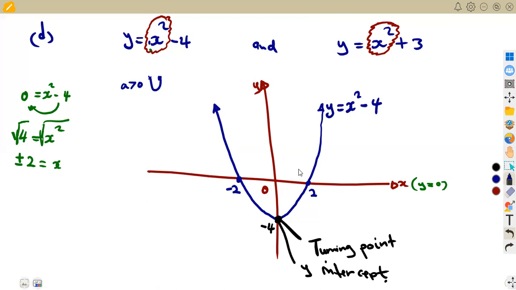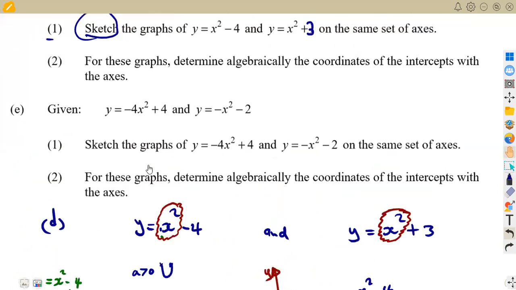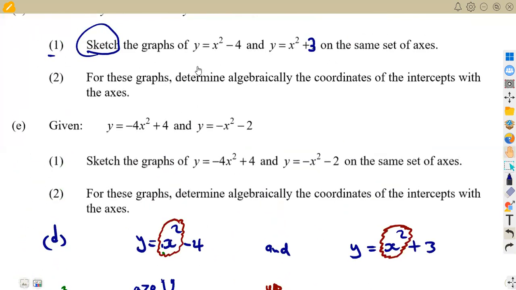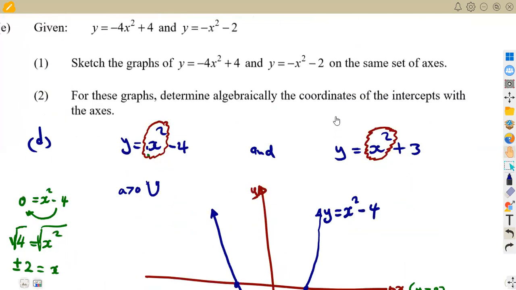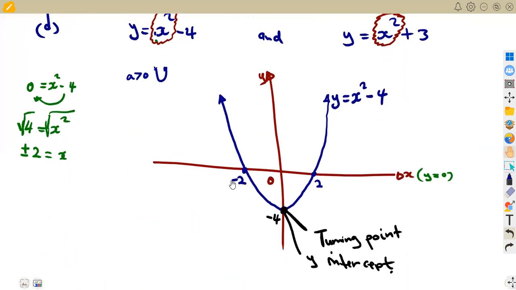Okay, so the question was asking us not just to draw, not just to sketch, but also for these graphs, we are supposed to determine algebraically the coordinates of the intercepts with the axis. That is the coordinates of the intercept. These are the ones now that we are determining, the x and the y. So here it's +2, -2, and for the y-intercept at -4.